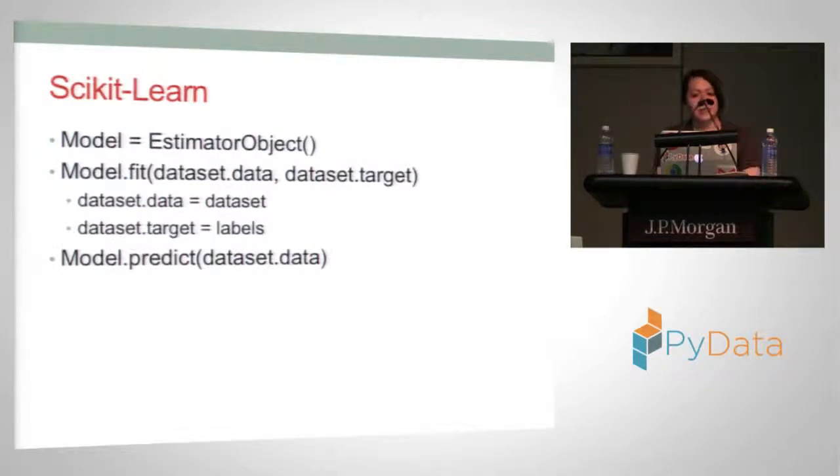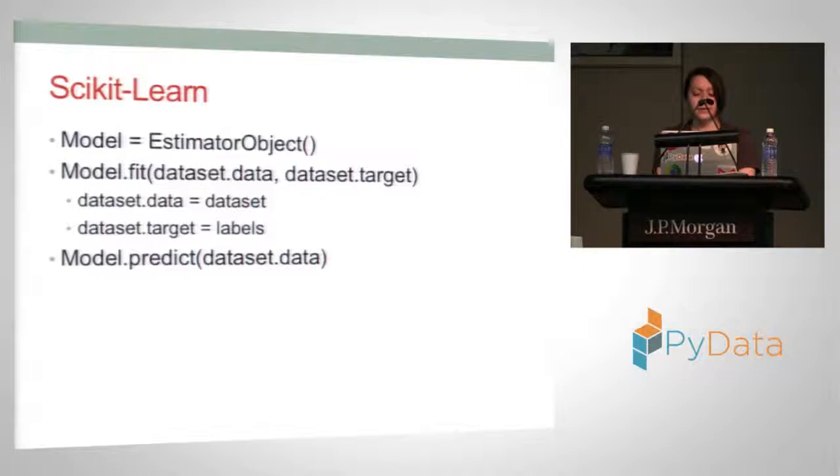So this is the basic predicting and learning process, or learning and predicting process in scikit-learn. So the first thing we do is we create our model by setting a variable equal to an estimator object. So our estimator object could be something like a classification algorithm or a clustering algorithm. The next thing we do is we fit that model to our data to learn from our data set.